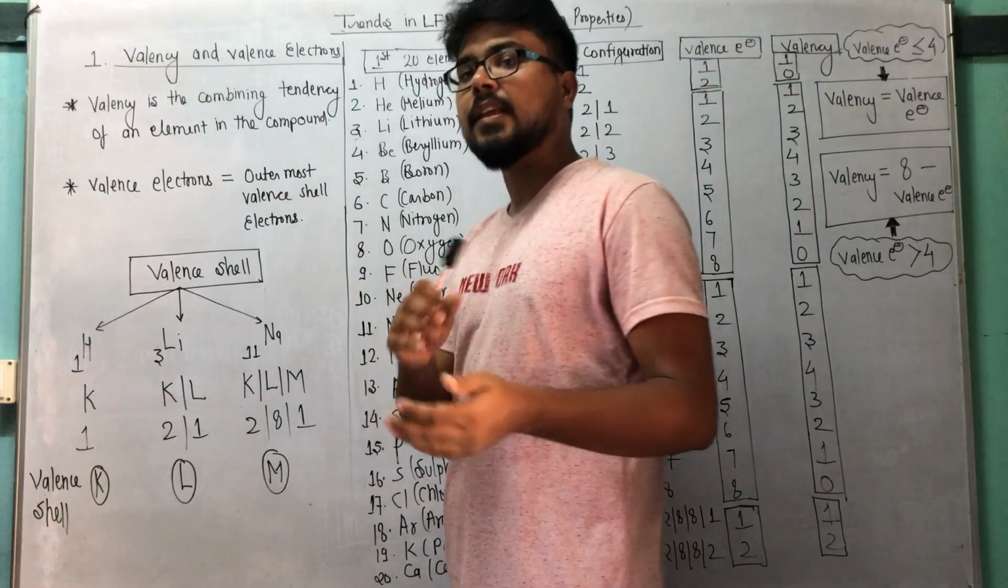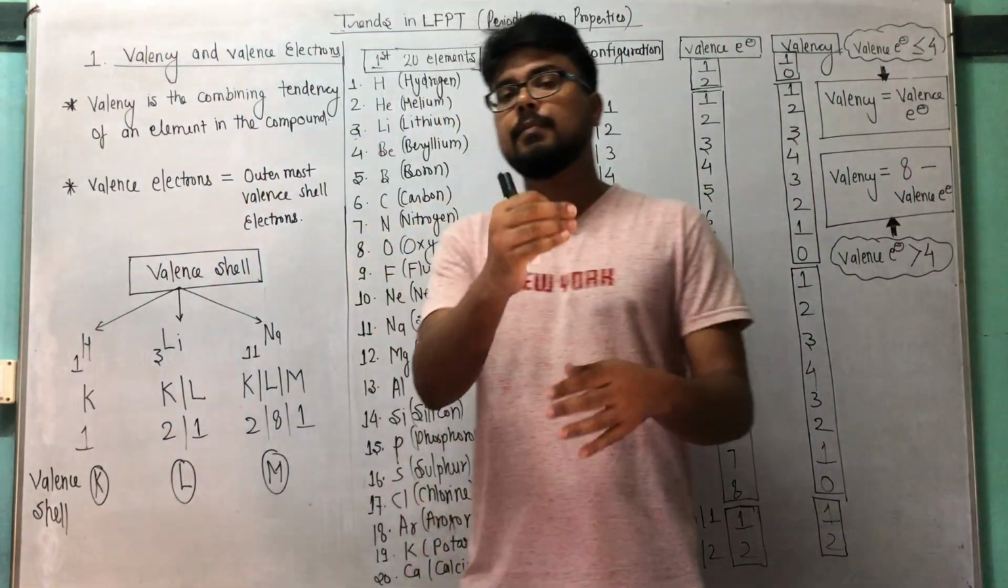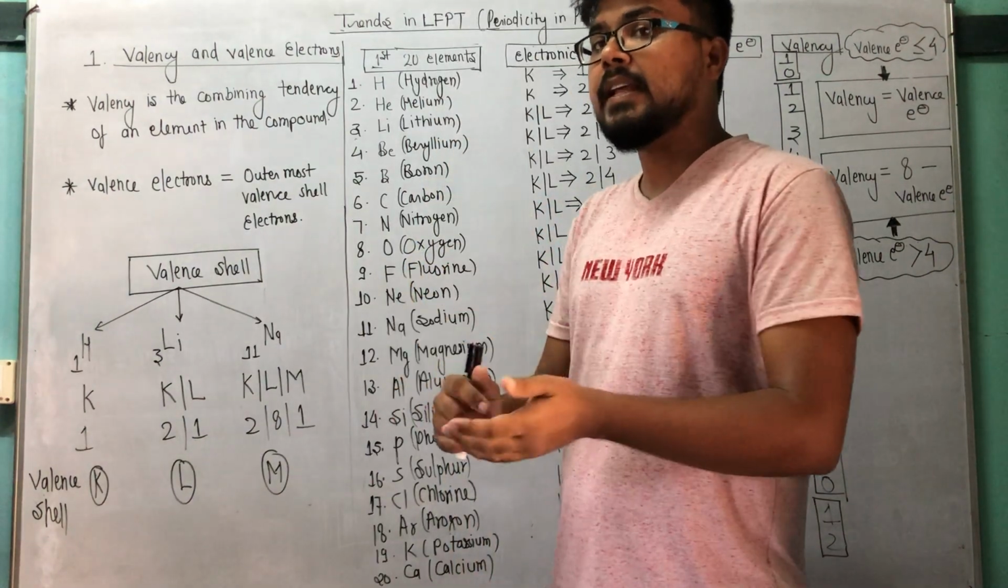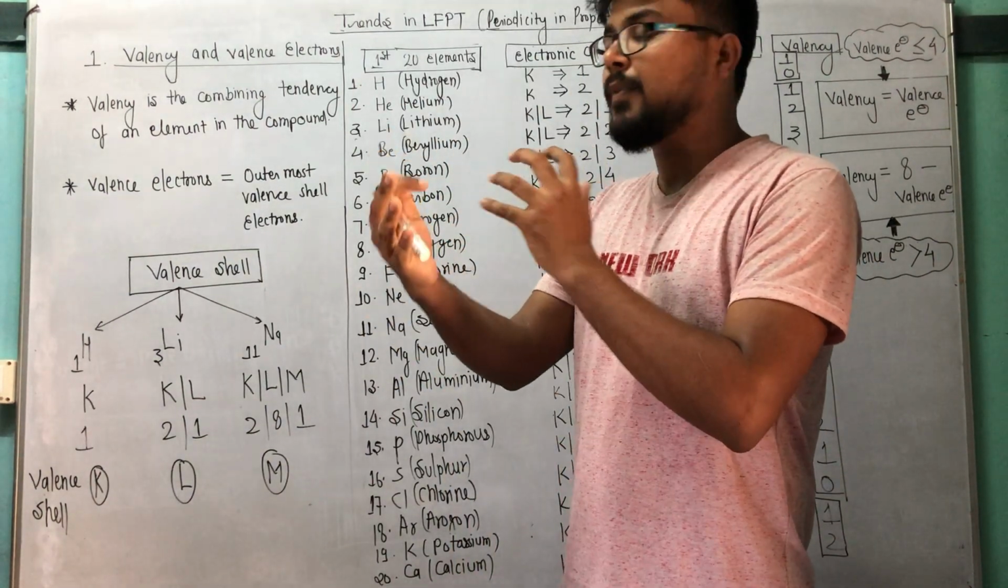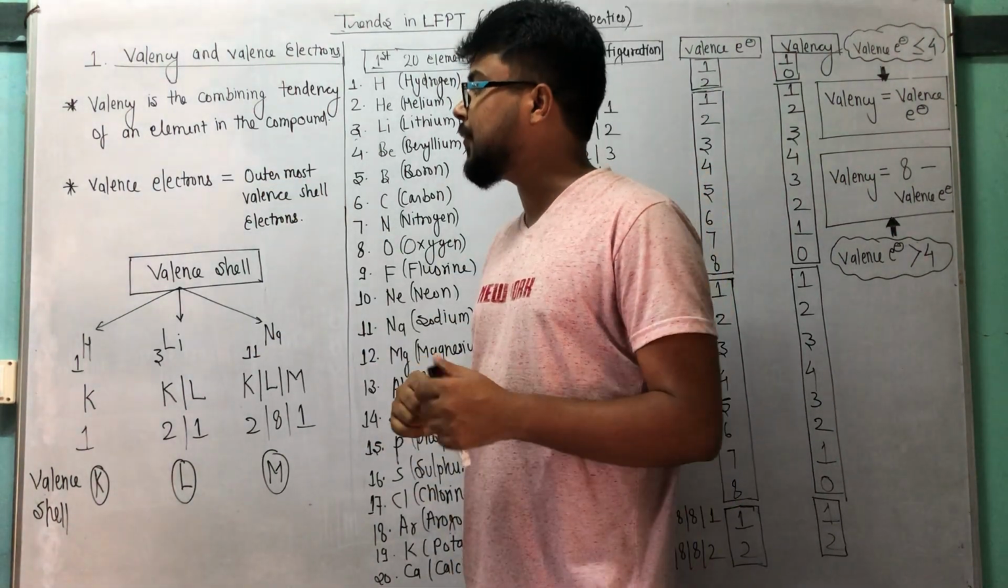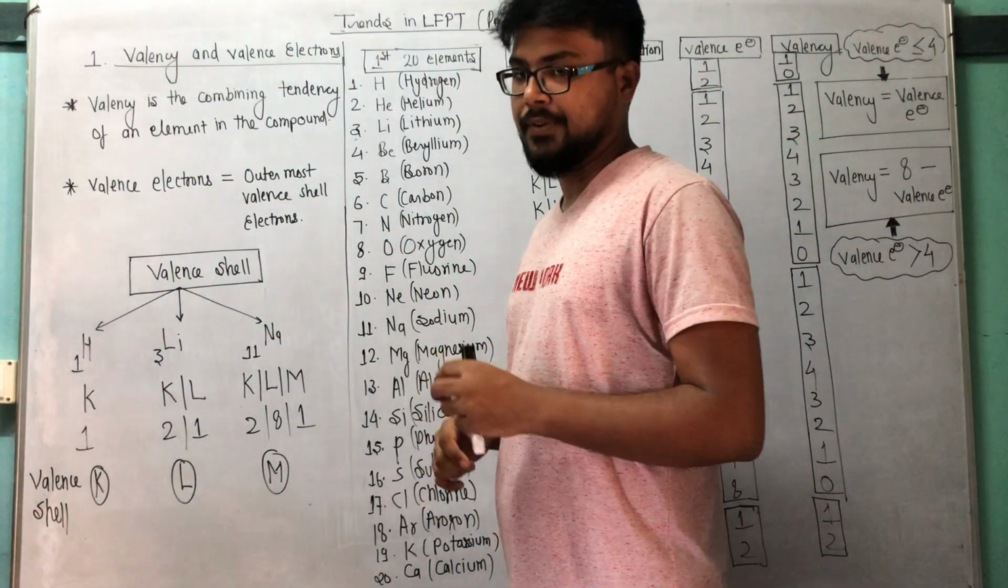Valency is nothing but the combining tendency of the element in a compound, meaning how an element combines so that it will form a compound. And next is valence electron. What is a valence electron? The outermost valence shell electron.